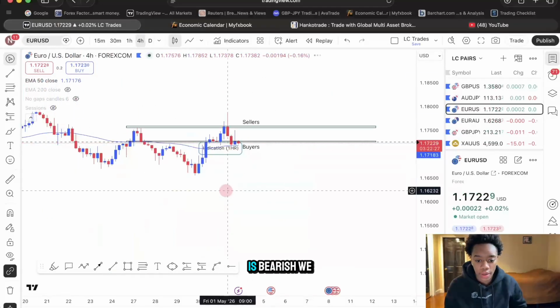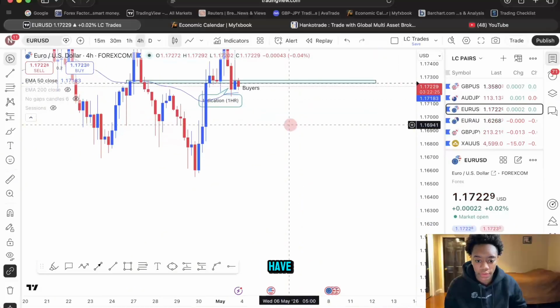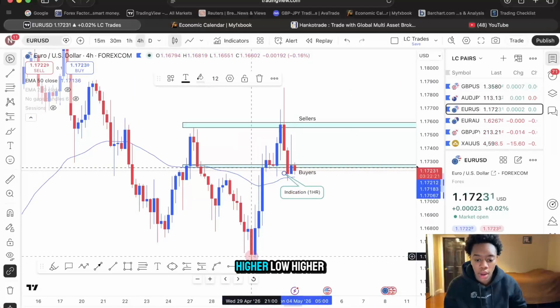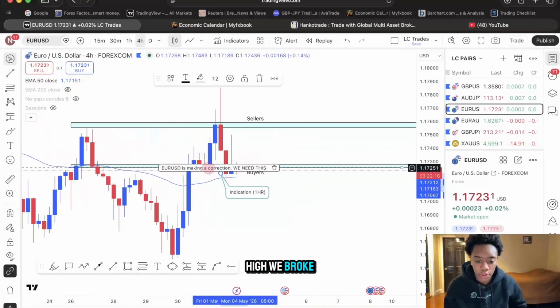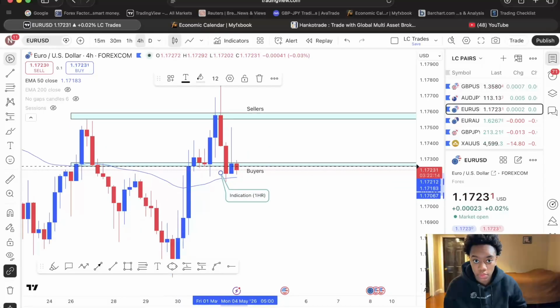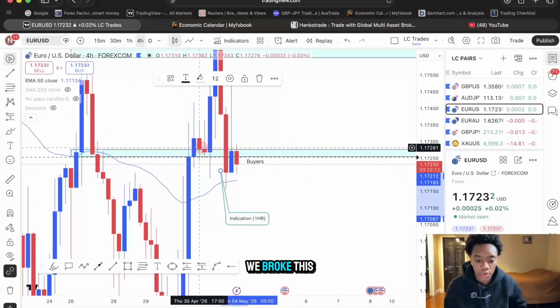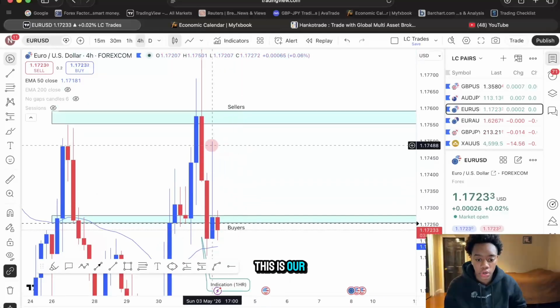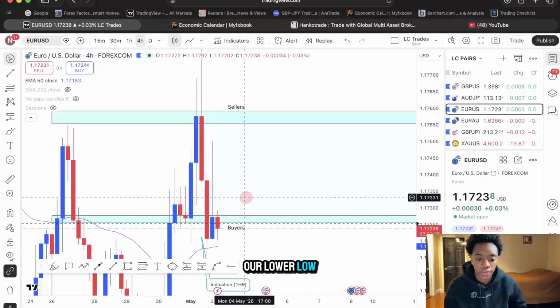The 4 hour is bearish. Let me just move this out the way real quick. This was our higher low, higher high, higher low, higher high. We broke this higher low right here with this huge candlestick and we are now bearish. So this is our lower high and this is our lower low.